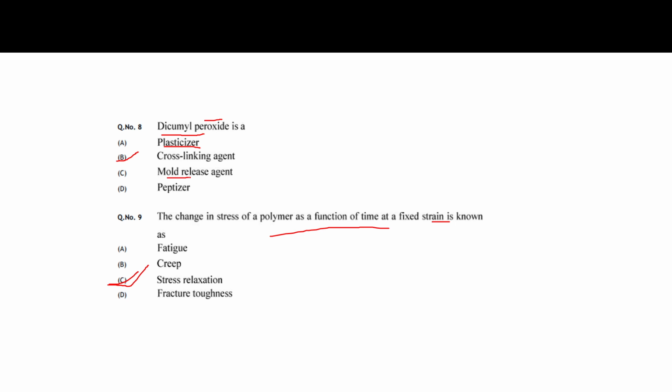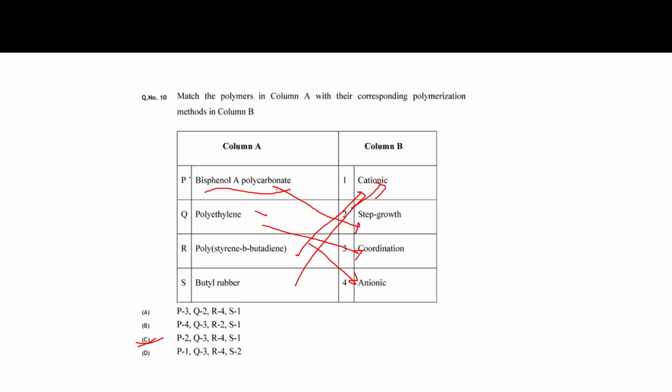Creep is when you apply a particular constant stress on the material, and your strain will be different over time; that is your creep. In stress relaxation, you maintain the strain and you are getting a different stress, which is the stress relaxation. Then we match, like bisphenol polycarbonate. Bisphenol A is a condensation polymerization.